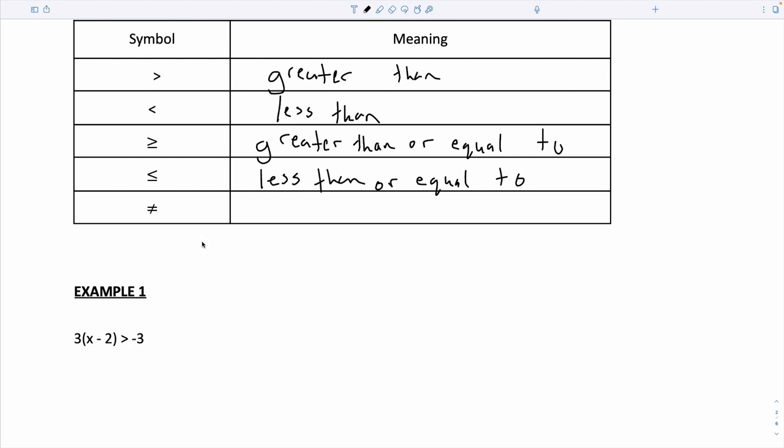And by the way, I'm gonna pause you. We're not going to use this symbol today, but this is just not equal to. If it just has a dash across the equal sign, it's not equal. We're not going to use it today.